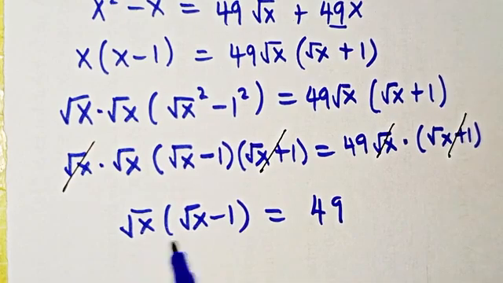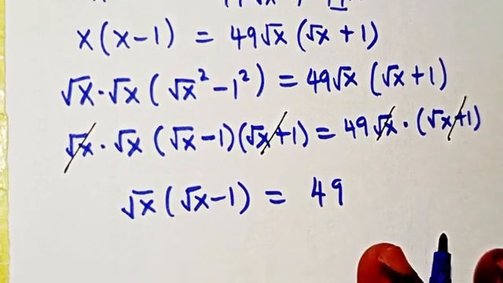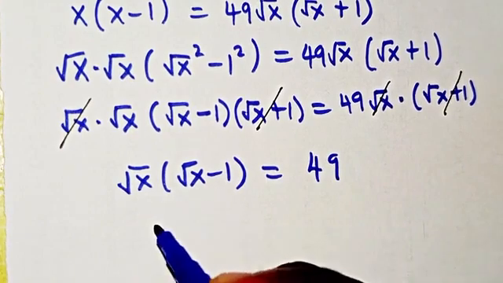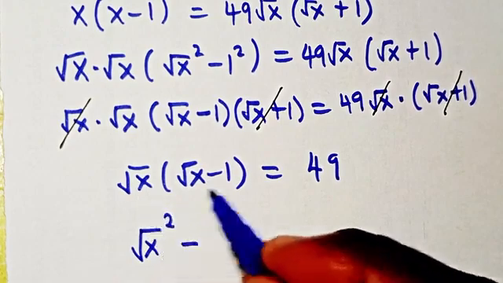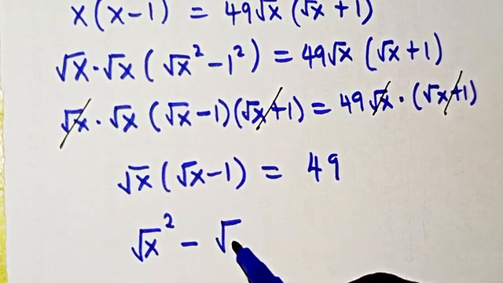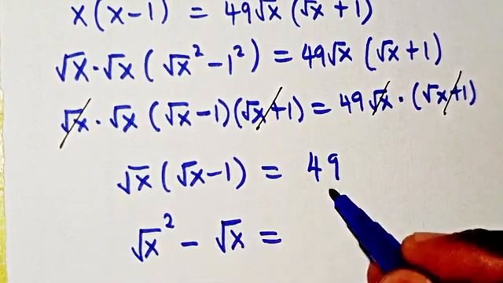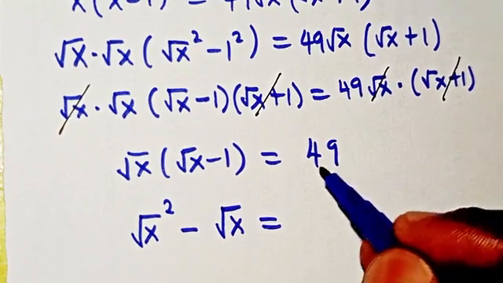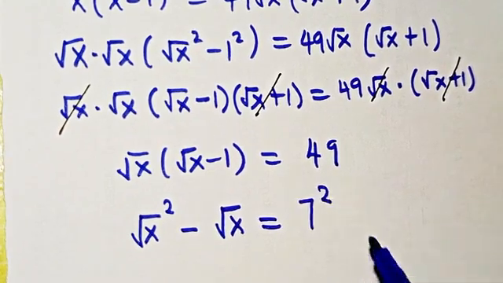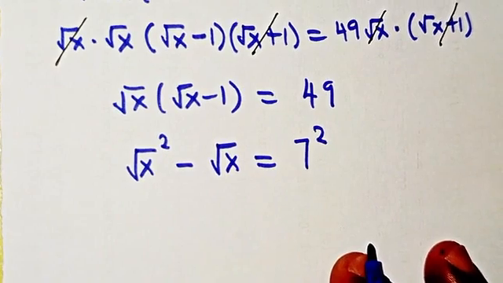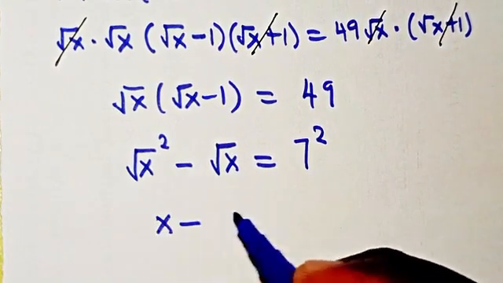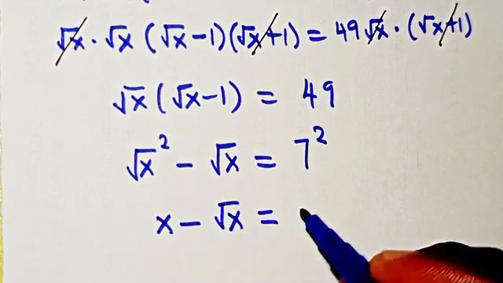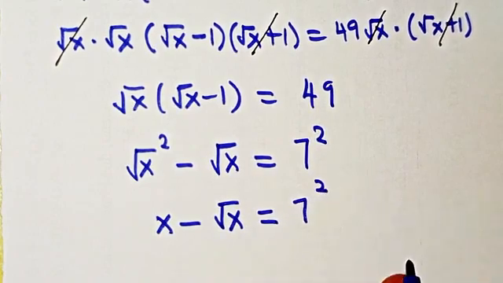So now let me try to open this bracket. If I open this bracket, I'm going to be having root x times root x, that will be root x squared, minus root x times 1. I'm going to be having x minus root x equals, then here this 49 can be written as 7 to the power of 2, right? So from there you can see that this square, we cancel the square root, we have x minus root x equals 7 to the power of 2.